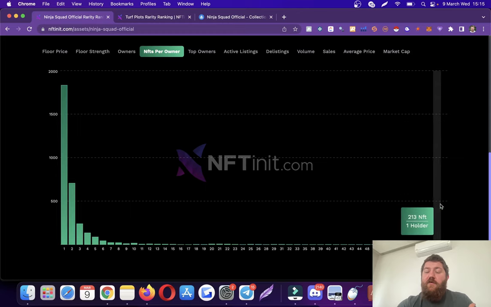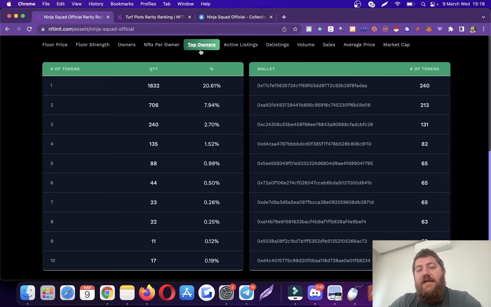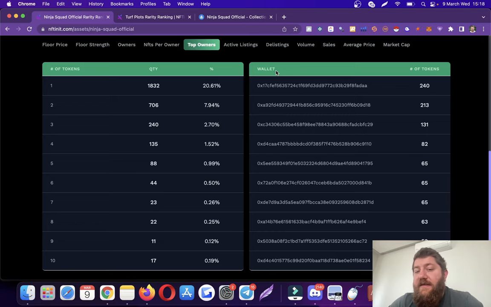If there are people here holding like 5,000, 2,000, 4,000 NFTs, it actually possesses a risk. So this is a healthy table, what you see here. And in the top owners tab, we have a similar analysis of what we just discussed in NFTs per owner, but here in more detail, you see which wallets are holding the most tokens.